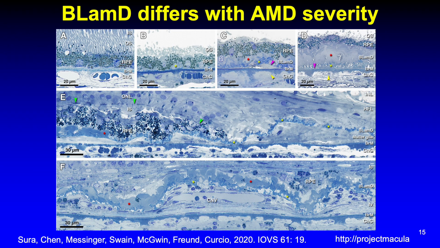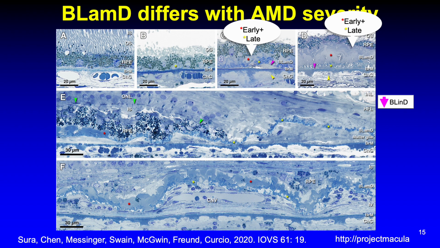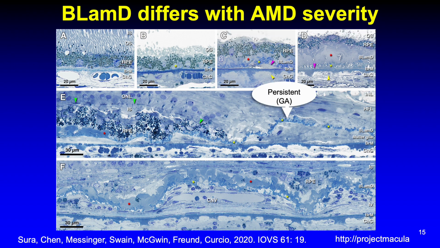Here are different forms of BLamD from the website. Here's the normal basal lamina, which is not visible at this magnification. Early or patchy BLamD. Here are the two thicknesses. Early is at the bottom, late is on top. What came out first from the RPE is at the bottom, like pouring a beer. BLamD can outlast the RPE when it dies.